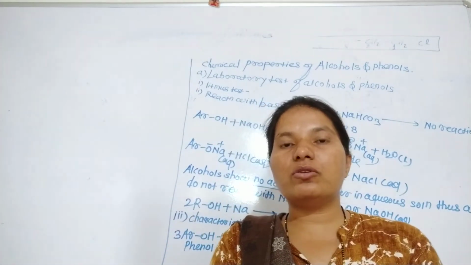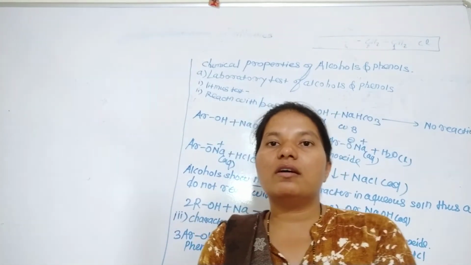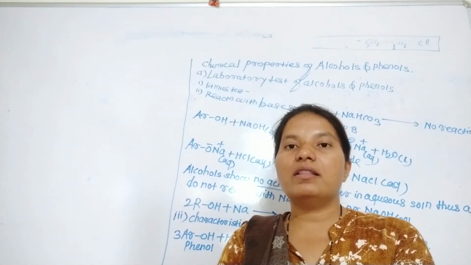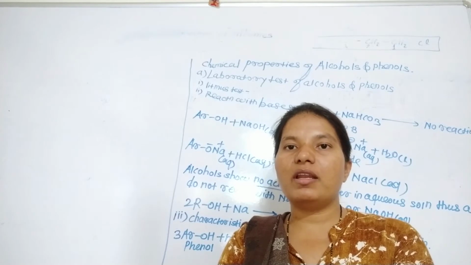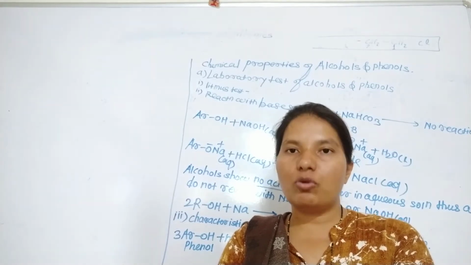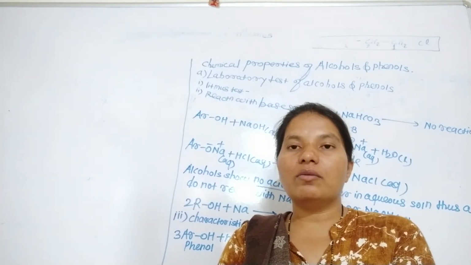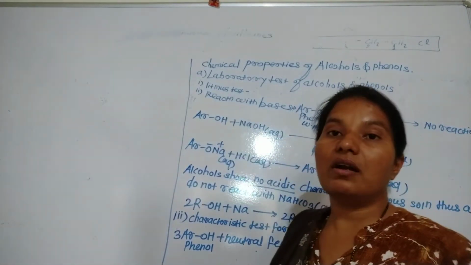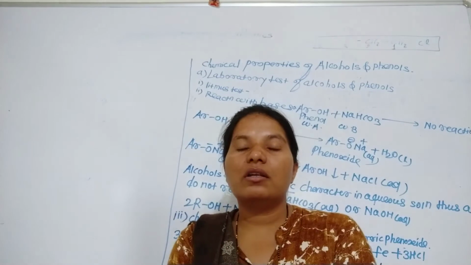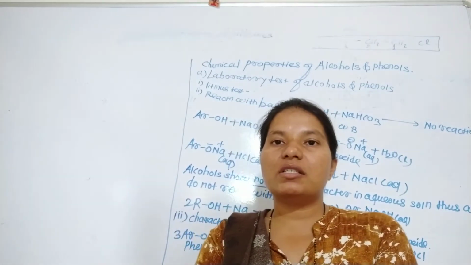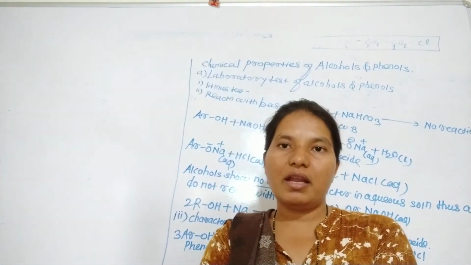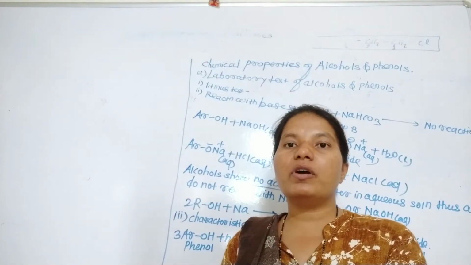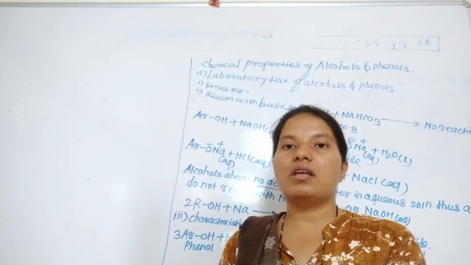I already told you what a litmus test is. There is no effect on the litmus paper in an aqueous solution of alcohol, litmus paper stays as it is. But in the case of phenolic solution, the blue litmus paper turns red. That means your phenolic solution is acidic.